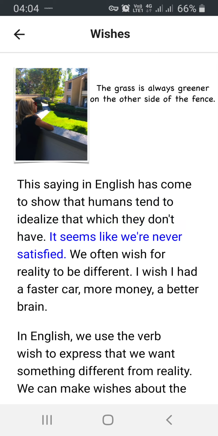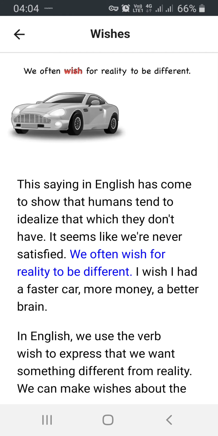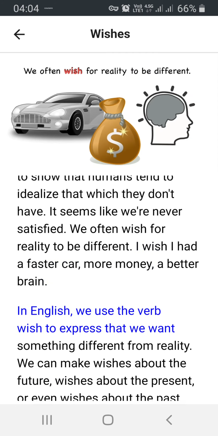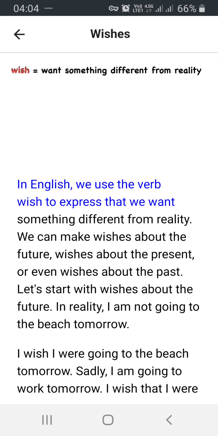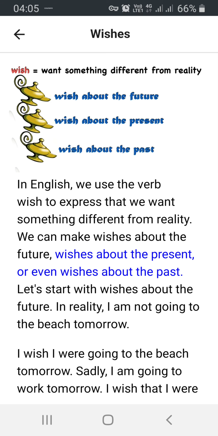It seems like we're never satisfied. We often wish for reality to be different. I wish I had a faster car, more money, a better brain. In English, we use the verb wish to express that we want something different from reality. We can make wishes about the future, wishes about the present, or even wishes about the past. Let's start with wishes about the future.